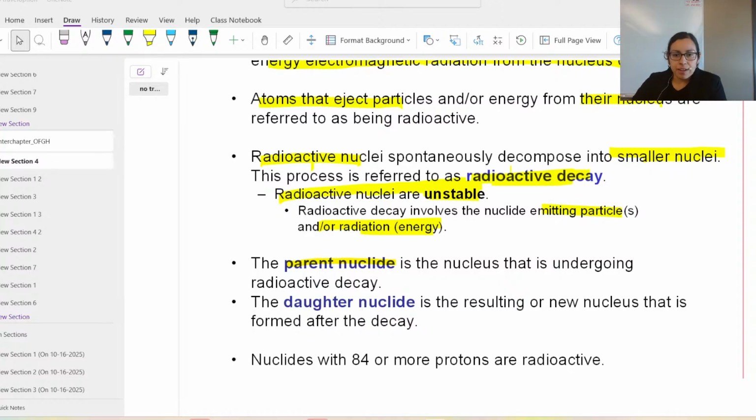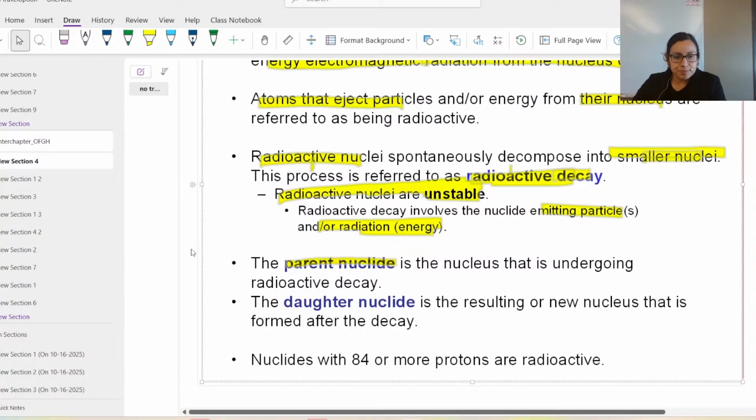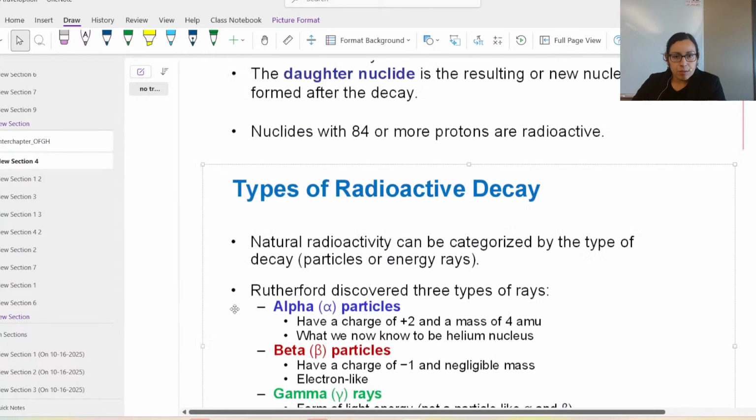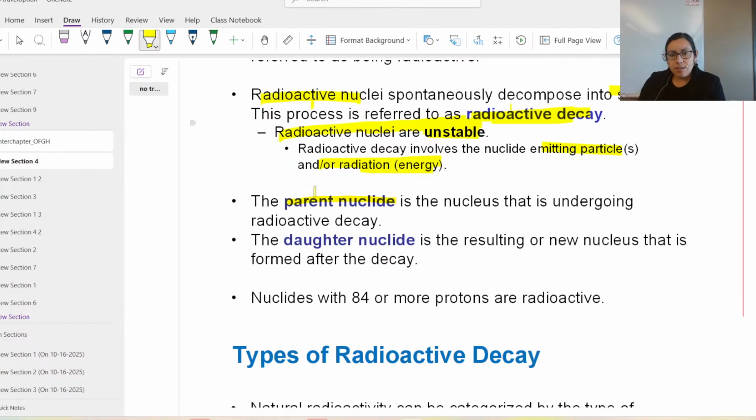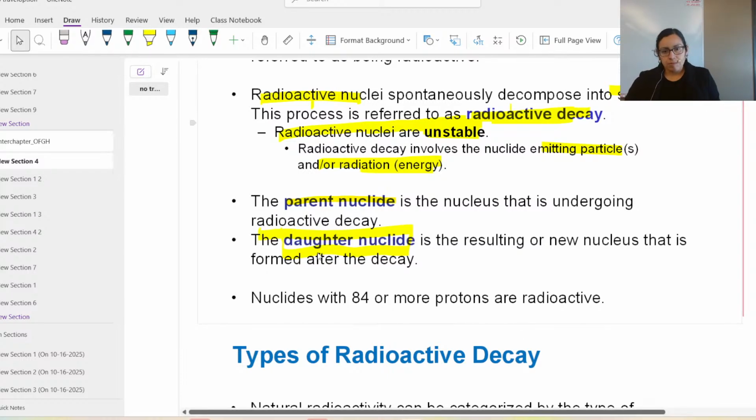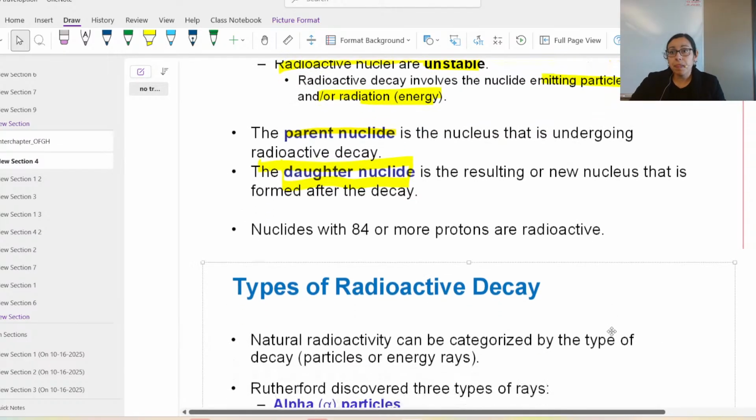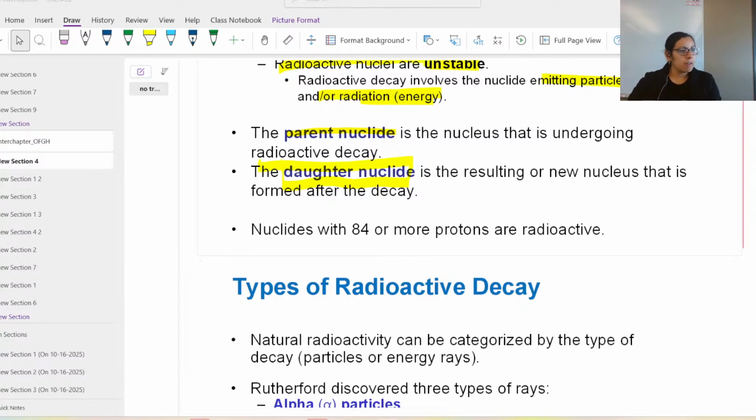So it is very energy dense as well. And then just a few definitions. The parent nuclide is the nucleus that is undergoing radioactive decay. And then our daughter is the resulting product. And then sometimes that daughter could also be radioactive, and then you get a whole chain. And nuclides with 84 or more protons are radioactive.